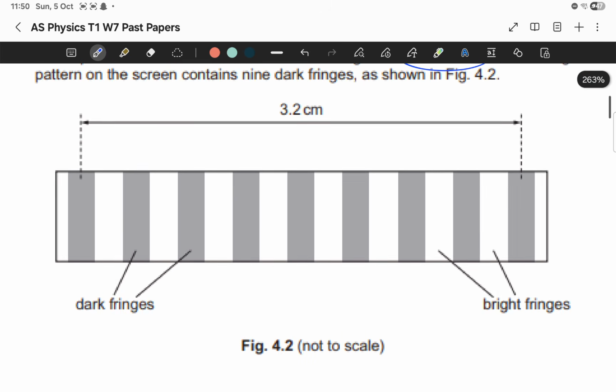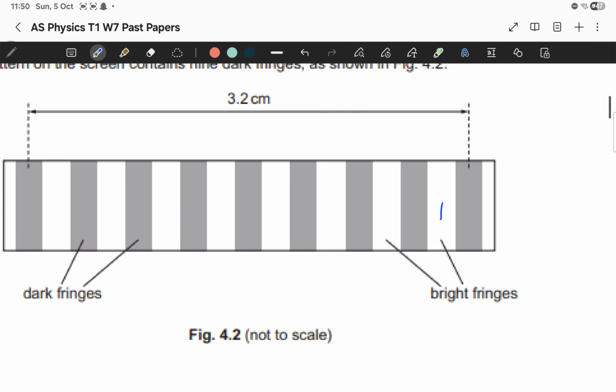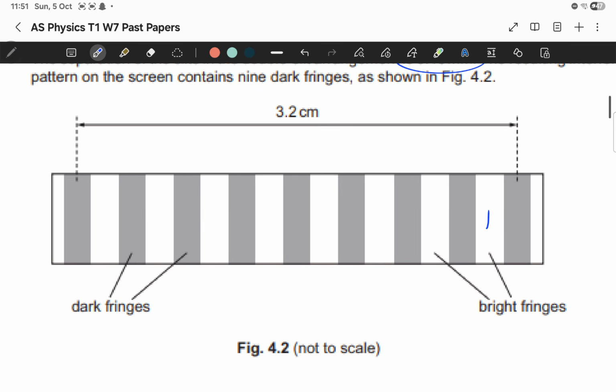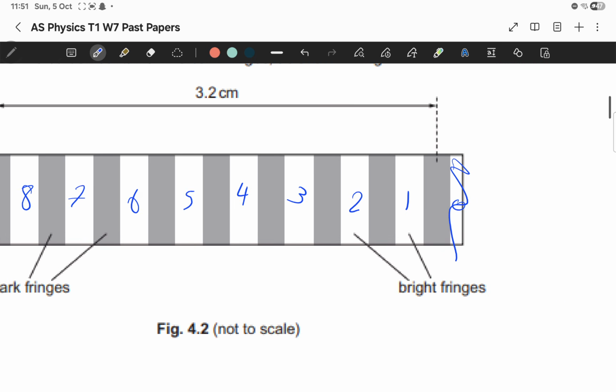First of all, let's start labeling our bright fringes. Now, this is our first bright, in the figure given, obviously, that might not be correct, but in the figure given, this is our first bright fringe, our second bright fringe, our third bright fringe, fourth, fifth, sixth, seventh, eighth. This is the 9th and this is the 0th. They're not counted. Okay, now we can count our dark fringes.